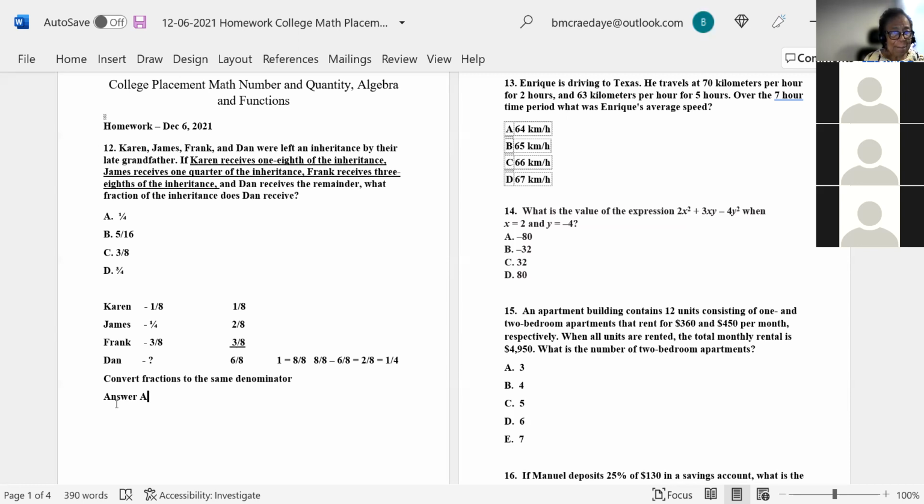Any questions on that one? But remember, Maureen, you can't add the fractions unless the denominators are the same. So if they're not, you have to convert them to the same denominator, and then you can add them. All right.